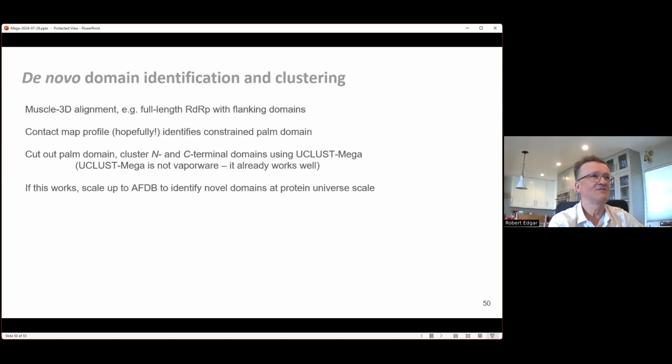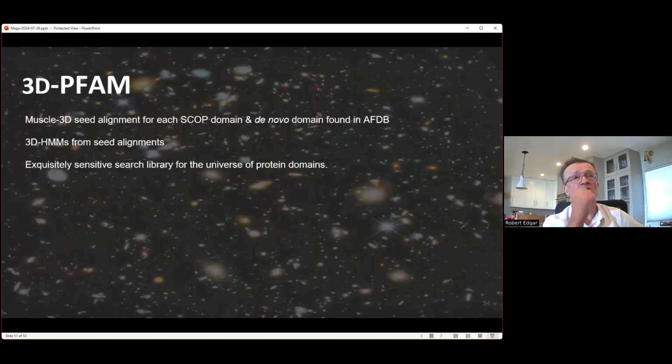I think some charts might work. And then you're going to get a 3D Pfam with those structure-based HMMs. At a minimum, you can do that for known domains, so that's a given. And if any of this idea for finding de novo domains works, you can throw those in the box. This is going to give you a next generation Pfam-like library, which is more sensitive and covers a larger fraction of the protein universe.